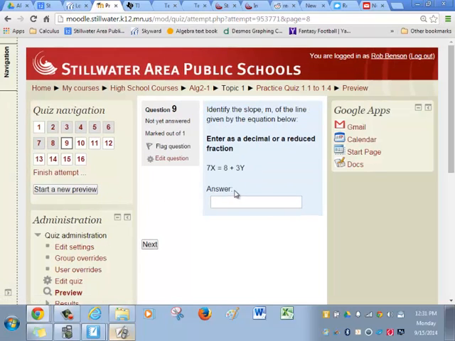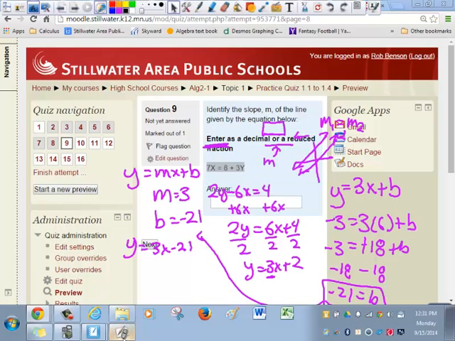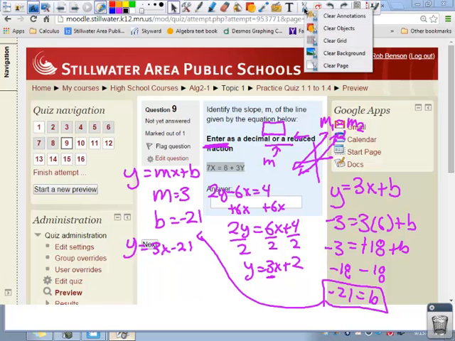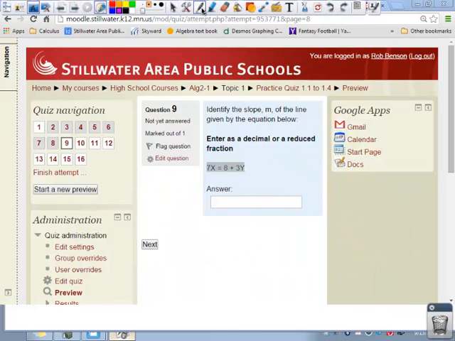Okay, identify the slope m of the line given by the equation below. Okay, we just need to find the slope. So we just need to get this equation into slope-intercept form. Once we do that, we got the slope. Oh, that's not too bad. We can do this. Okay, so clear everything up. So let's get this in y equals mx plus b form.